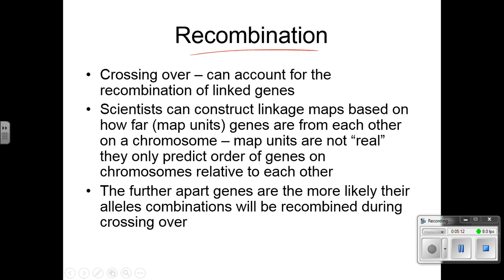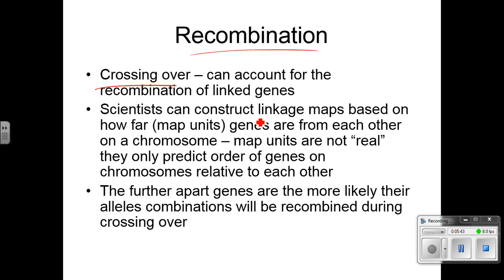Recombination, well, how do we get that? Crossing over can account for recombination of linked genes, which you don't have as much of, and so that's why the number is low. The recombination amount is low because crossing over is the only thing accounting for why they don't look exactly like the parents. It's not that they independently assorted, because that doesn't apply in linked genes, because they can't independently assort. They are stuck together. They're so close together on the same chromosome.